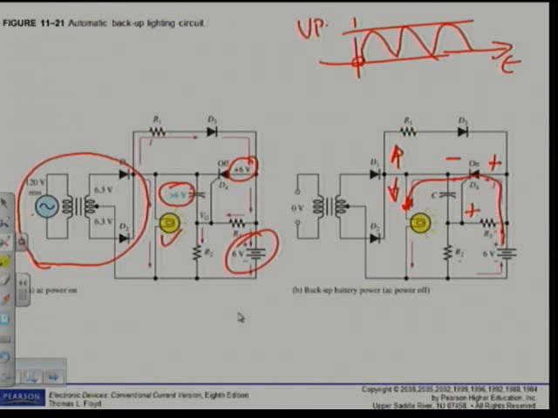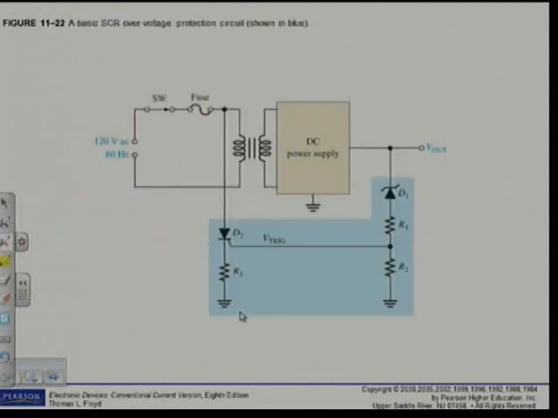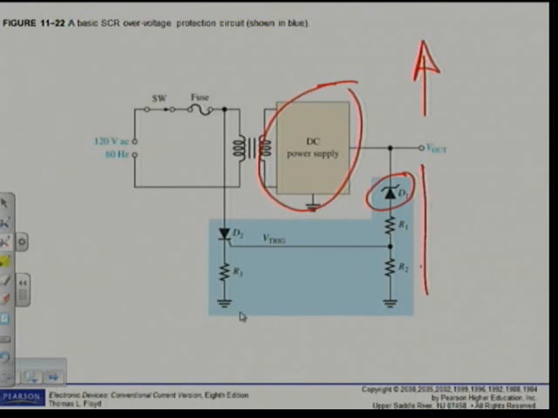That is on page 566. There they give us a basic SCR over voltage protection circuit. Now, the only thing that happens here, we monitor the output of a DC supply. We look, here we got a DC power supply. We don't want this output to go to a too high value, but let's say it goes to a too high value. Here we got a Zener diode, and when that voltage goes too high, the Zener diode will become reverse biased and the current will flow like that.